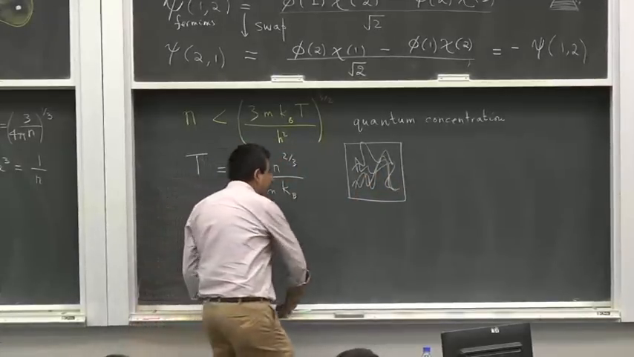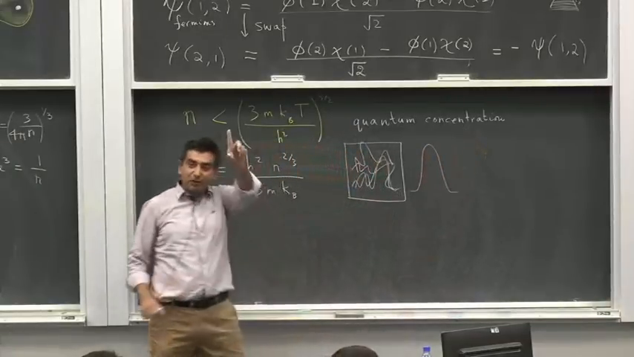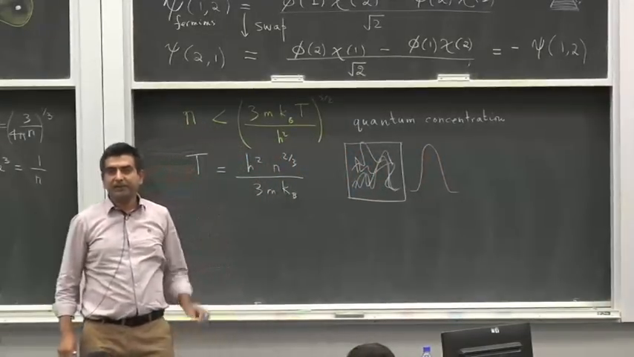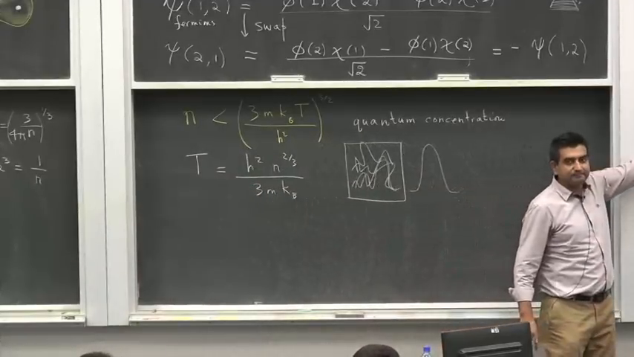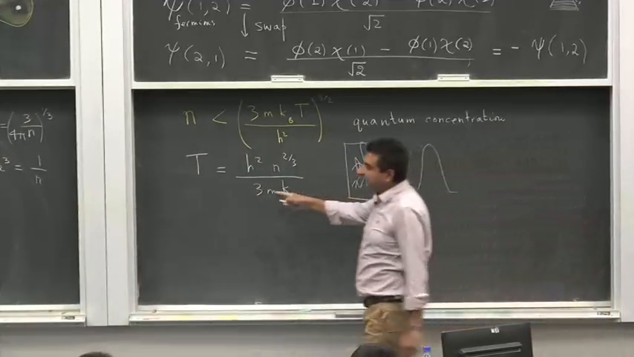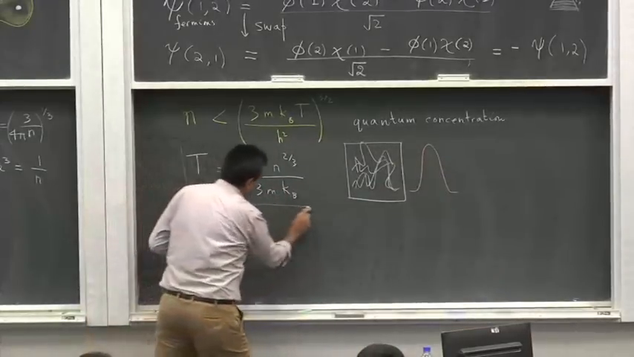And I will have one giant wave function for all the rubidium atoms. Just one giant wave function. This is called a Bose-Einstein condensate. And the temperature that is required to achieve this Bose-Einstein condensate is given by this formula.